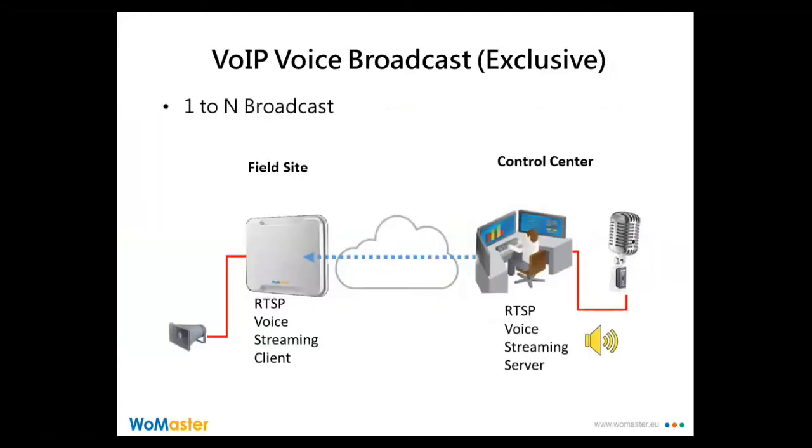In addition, we support VoIP voice broadcast. When the messenger sees someone strange or there is a fire alarm, he can just press the VoIP button to ask the stranger to go away, or ask everybody to evacuate. This is one-to-many broadcast technology, which means you can do voice broadcast from the control room to multiple field sites.